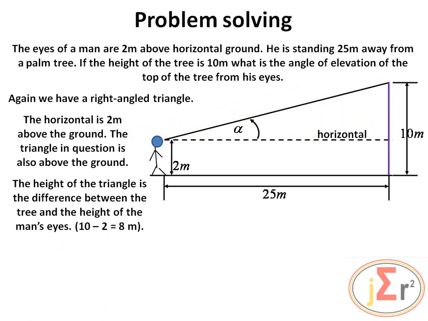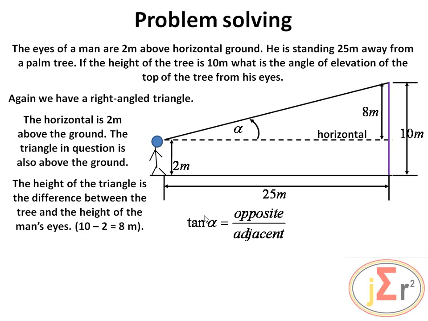The height of a triangle is the difference between the tree and the height of the man's eyes. So this is the height of the tree, and this is how high his eyes are from the ground, 2 meters. So this part of the triangle is going to be the difference between this 10 and 2 that we have right here. So that is 10 minus 2, which is equal to 8 meters. So that is 8 meters that we have there.